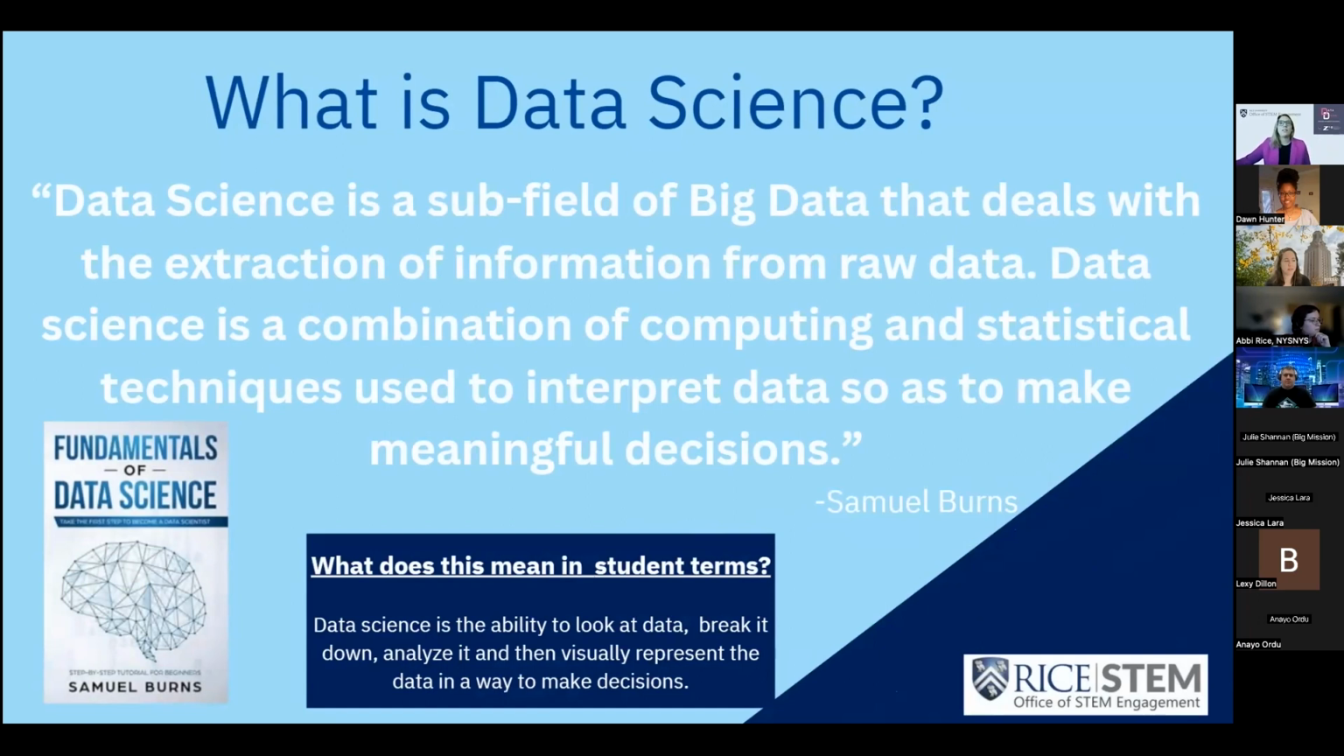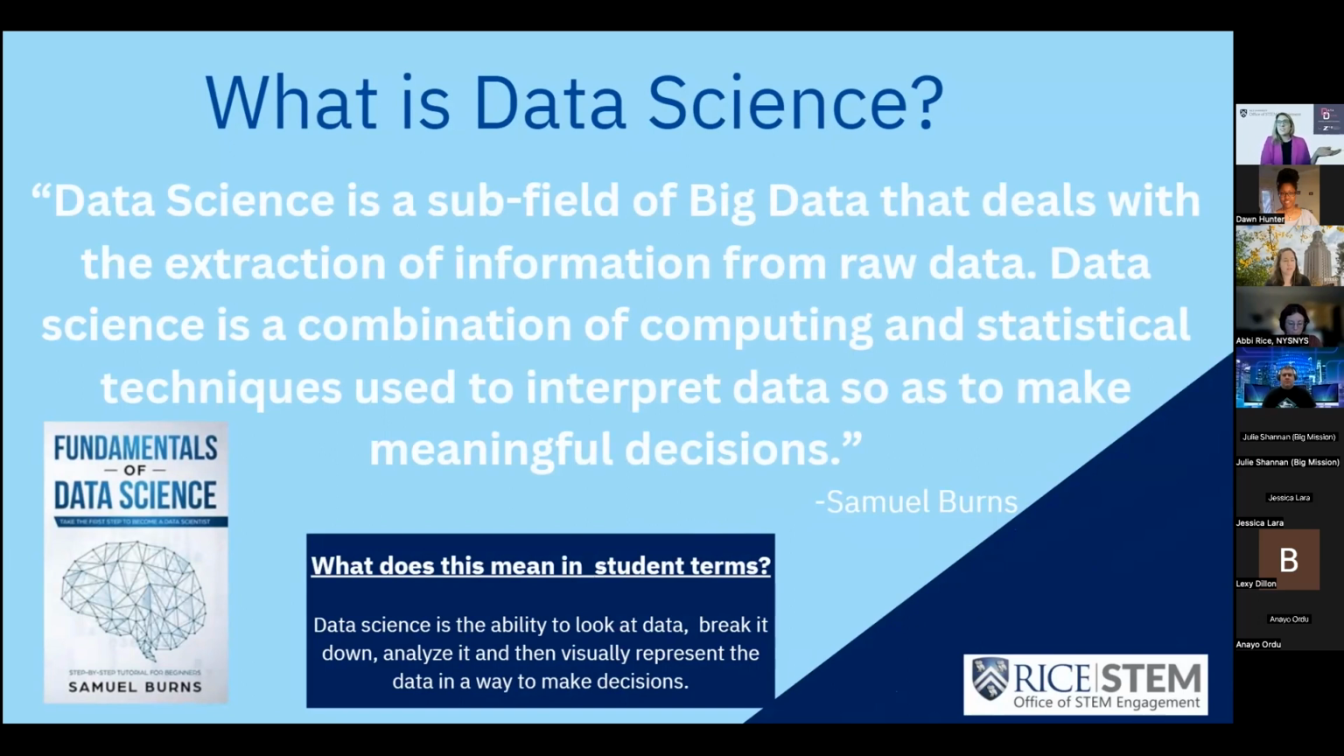Okay, so what is data science? Data science is a subfield of big data, which means we're extracting information from raw data, and we're using skills like computational and statistical thinking to interpret it and make meaningful decisions.